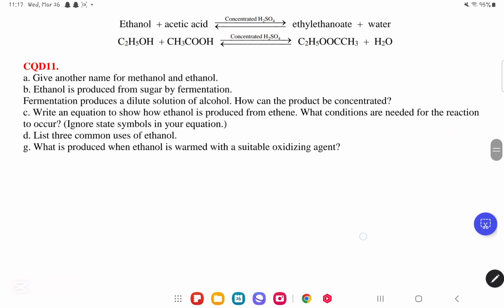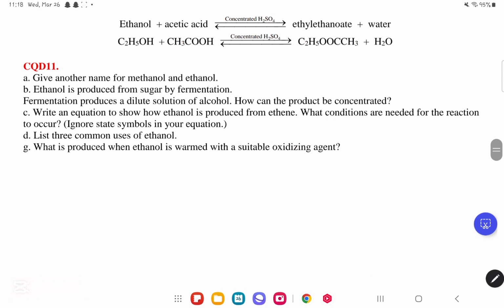We move on to part D. In part D, they said list 3 common uses of ethanol. It can be used as a fuel. It can be used as perfumes. It can be used as even drugs, like alcoholic drugs, because alcohol, if you drink it, is a drug. So that is pretty much it.